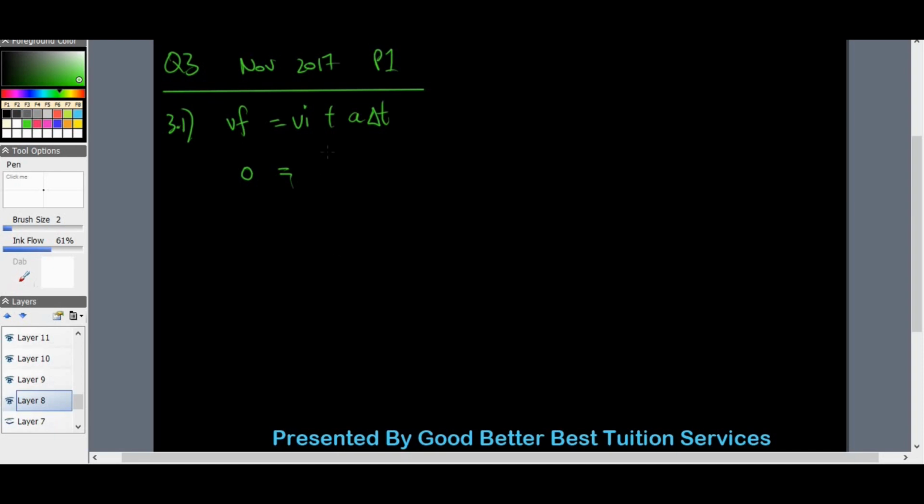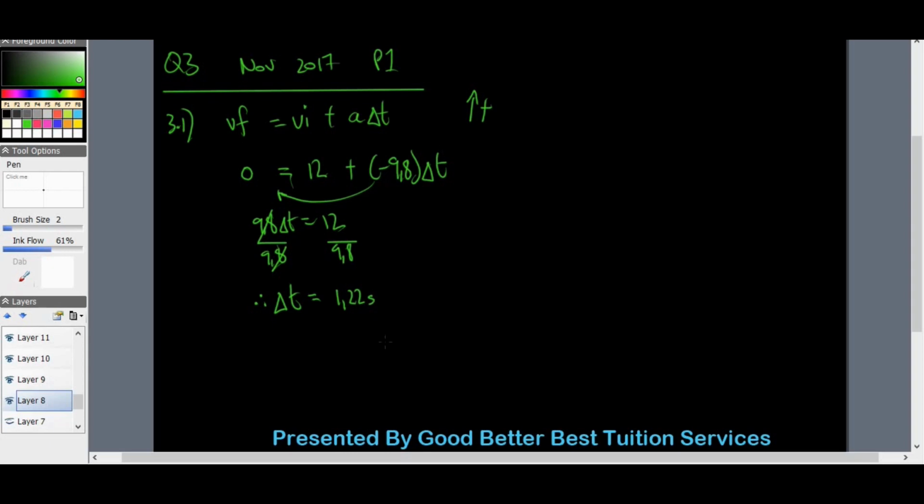So Vf is equal to 0. I'm choosing upwards as positive, so my velocity will be positive 12. Upwards is positive: 12 plus negative 9,8 delta t. This one will go all the way over to that side, making 9,8 delta t equal to 12. We'll divide both sides by 9,8, leaving us with delta t, the time taken for stone A to reach maximum height, equal to 1,22 seconds, which I think was quite simple enough.